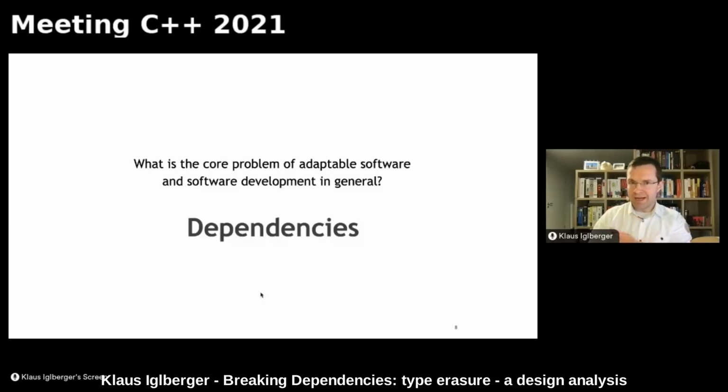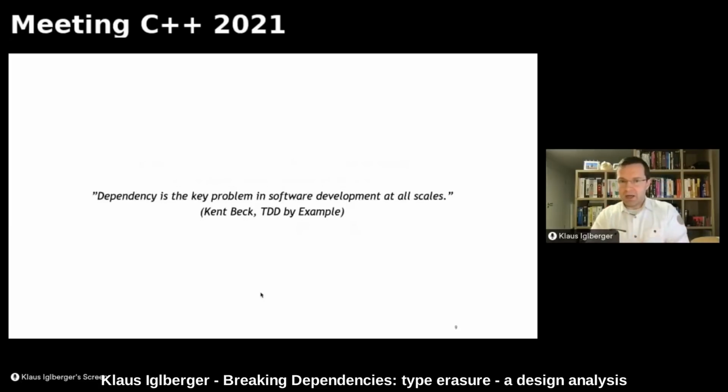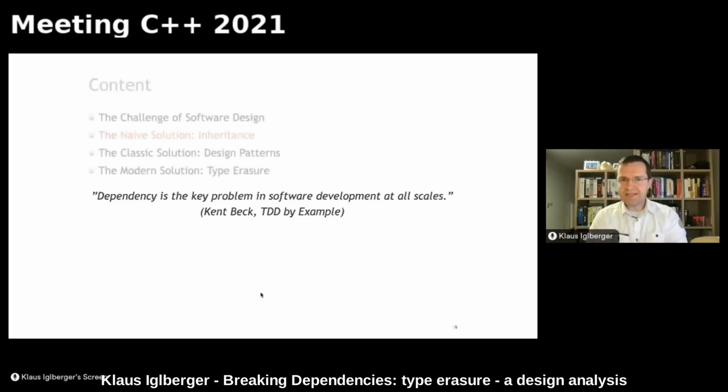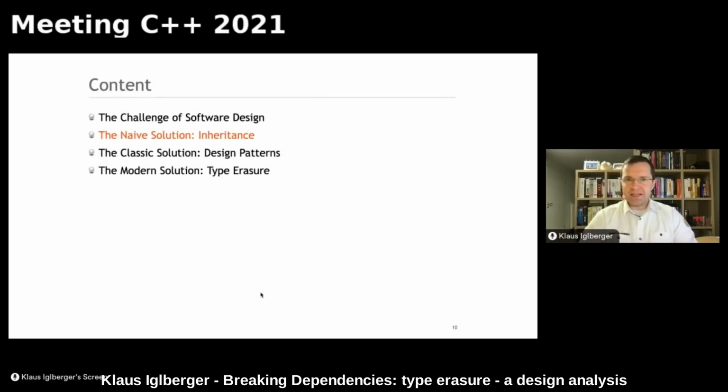Just to give you one idea how bad this actually is, a quote by Kent Beck, kind of the inventor of TDD: dependency is the key problem in software development at all scales. So indeed, this is the problem that we have to face on a daily basis. Change is the motivating, the driving force, but dependency is the real problem. And so let's take a look at how dependencies build up. Let's introduce a toy problem, and let's try to solve it a little naively by simply using inheritance.